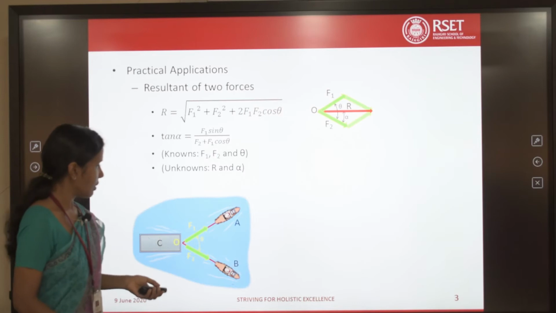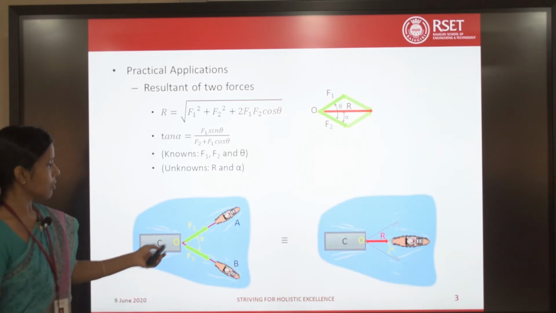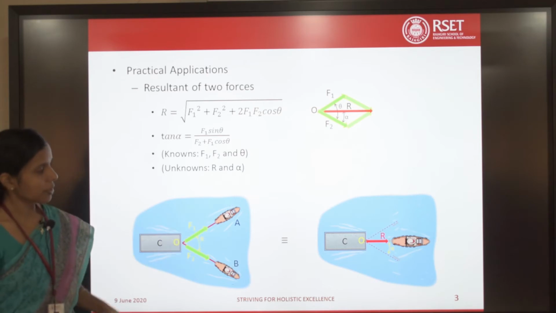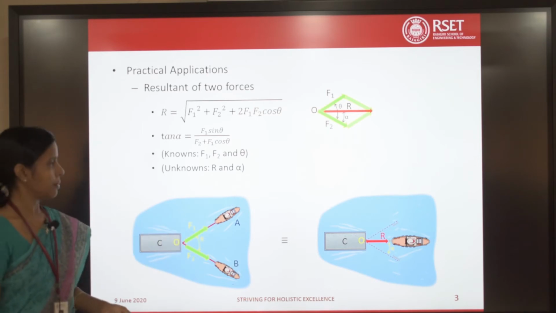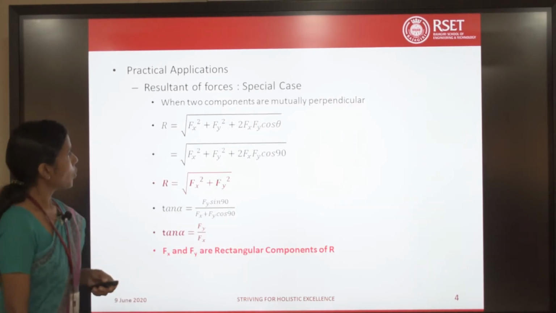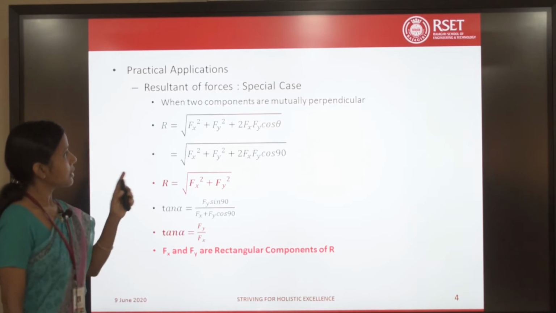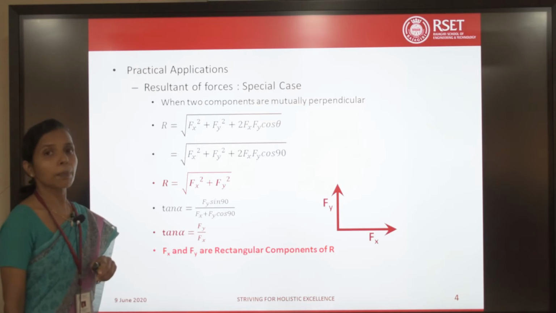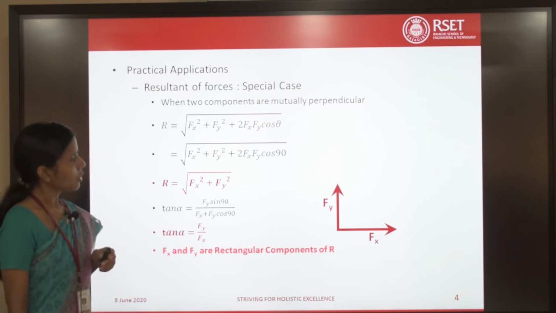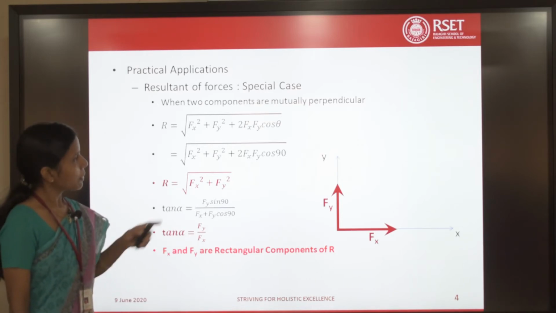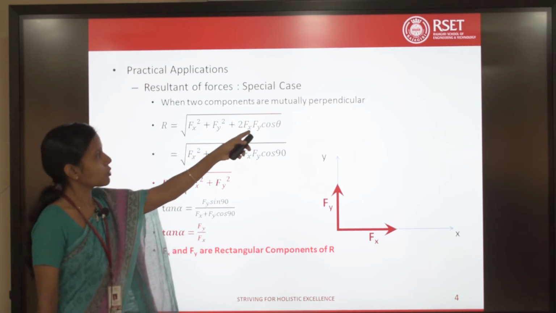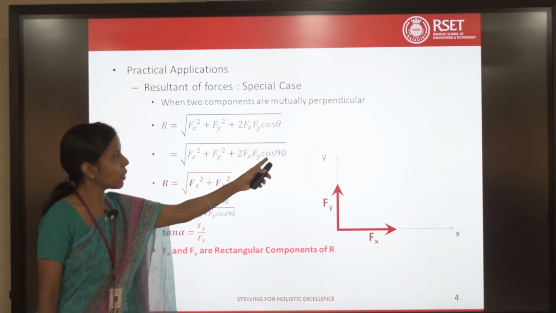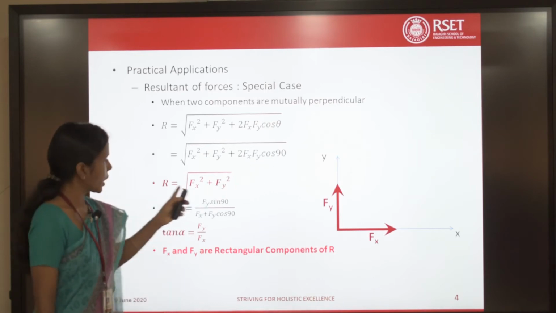And then we said this is F1 and F2, this is equivalent to a case wherein only one force is acting at an angle alpha and having a magnitude R. So, what if this is a special case of resultant of forces, that is when two components are mutually perpendicular to each other. So, what happens to this equation Fx square plus Fy square plus 2 Fx Fy cos theta? Theta becomes 90 degrees. Now, what is cos 90? It is 0.